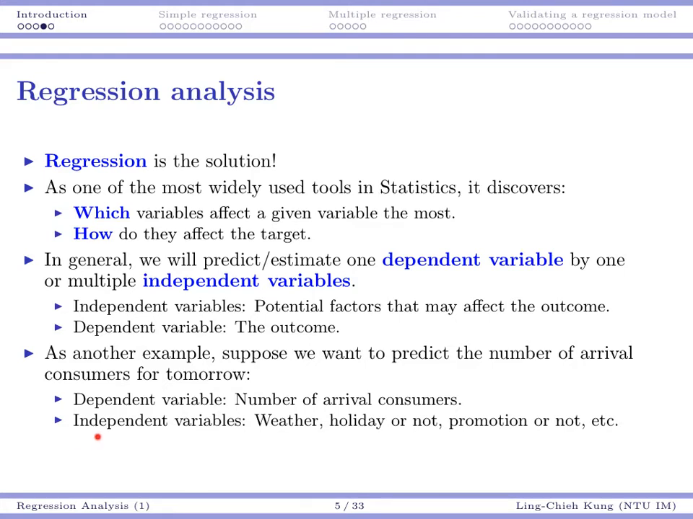And then we have other variables that may affect the dependent variable. Those independent variables may include, for example, weather, whether tomorrow is a holiday, whether we have a promotion event for tomorrow, or whether my competitors have a promotion or not, something like that. Based on past data, we can relate these independent variables with our dependent variable. That experience will be used for predicting what's going to happen tomorrow.